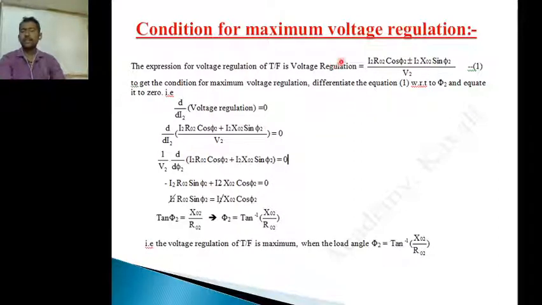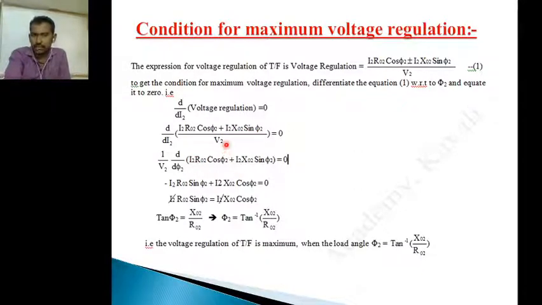For the maximum voltage regulation, we simply differentiate the voltage regulation equation with respect to I2 and make it equal to 0. Then d by dI2 of voltage regulation is equal to 0. So d by dI2 of (I2 into R02 cos phi 2 plus I2 into X02 into sin phi 2) divided by V2. Here we consider the lagging load, whereas for the minimum voltage regulation we consider the leading load.